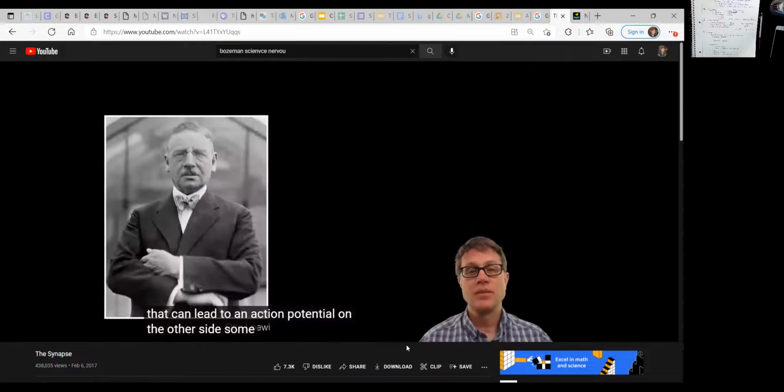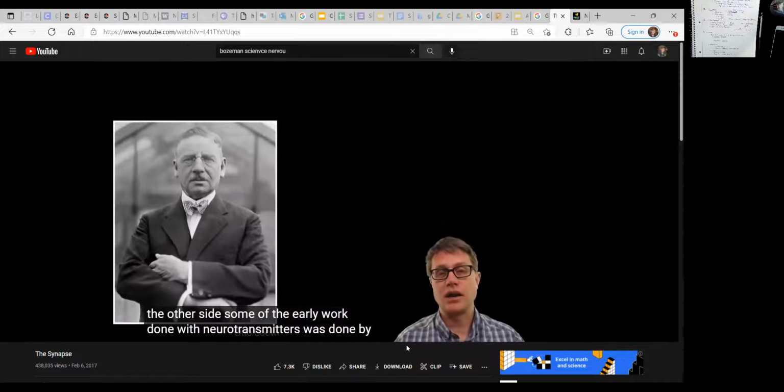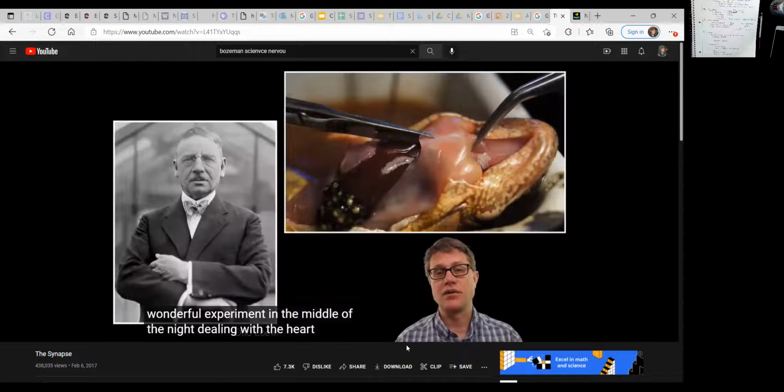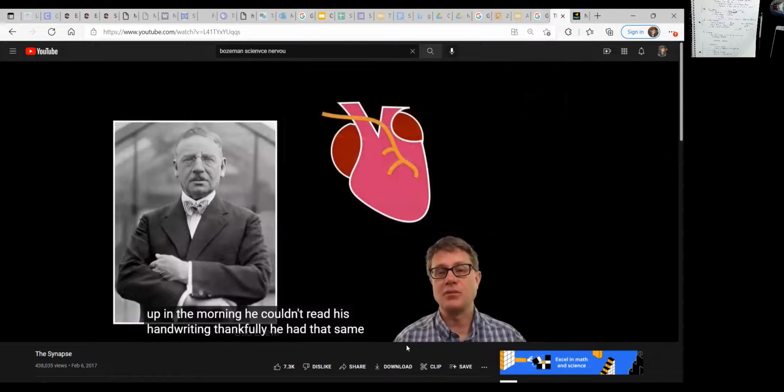Some of the early work done with neurotransmitters was done by Otto Loewi. He had this dream of a wonderful experiment in the middle of the night dealing with the heart of a frog. He wrote it down, but when he woke up in the morning, he couldn't read his handwriting. Thankfully, he had that same dream again, and this is the experiment that led to a Nobel Prize win.